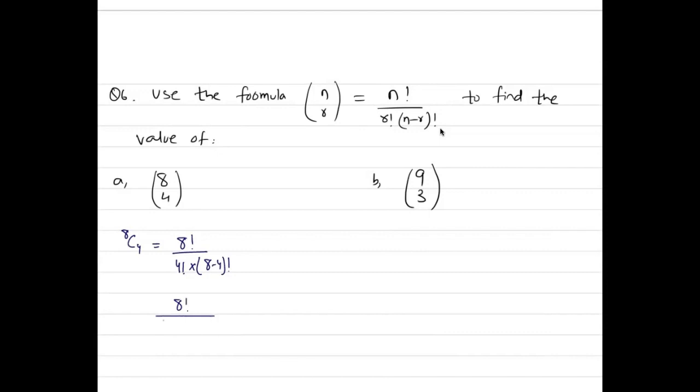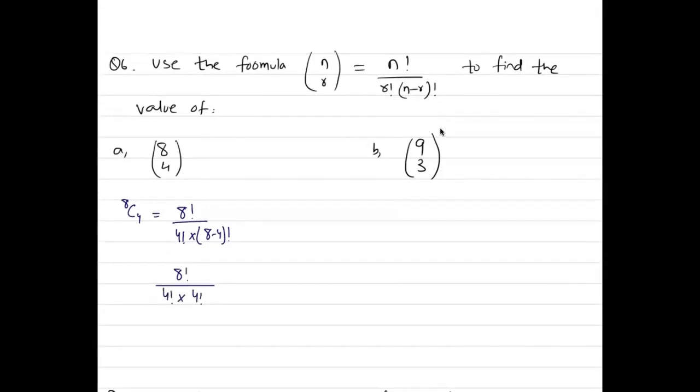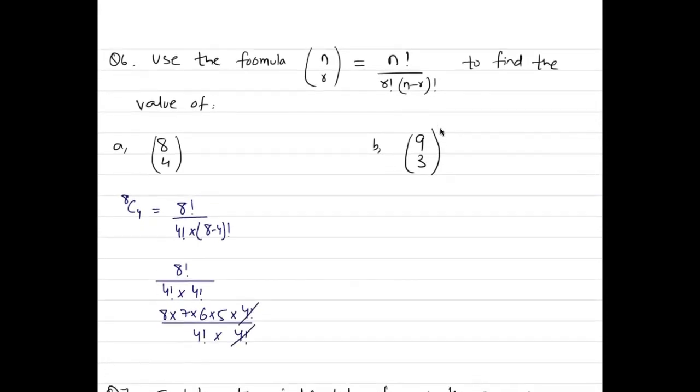8 factorial divided by 4 factorial times 4 factorial. 8 factorial can be expressed as 8 times 7 times 6 times 5 times 4 factorial, divided by 4 factorial times 4 factorial. 4 factorial and 4 factorial cancel out. So 8 into 7 into 6 into 5 divided by 4 into 3 into 2 into 1. You can simplify this and calculate the value. If you use the calculator, you are going to get 70. So you can check from the calculator as well that 8C4 is going to be 70.